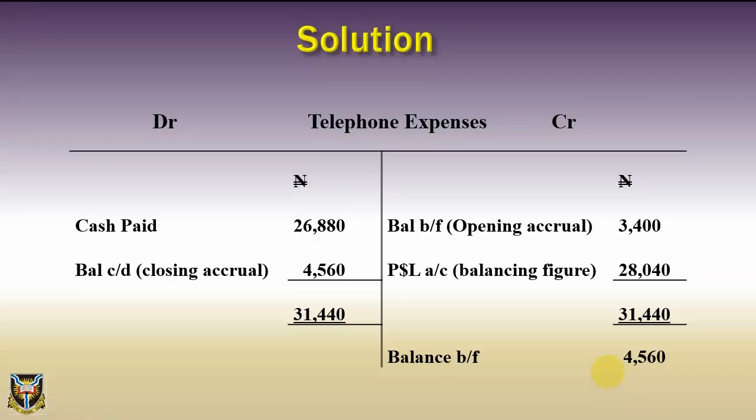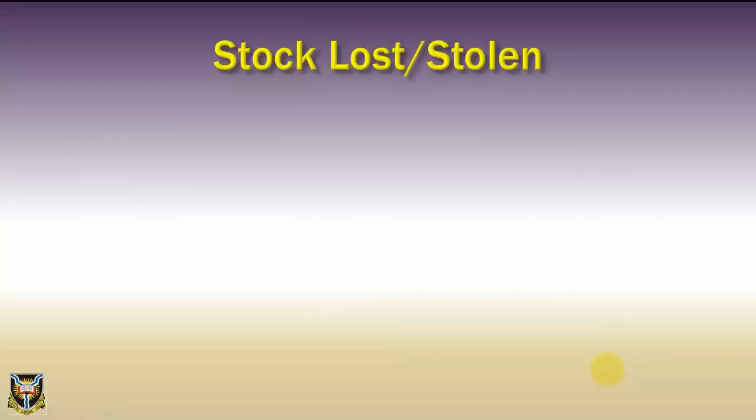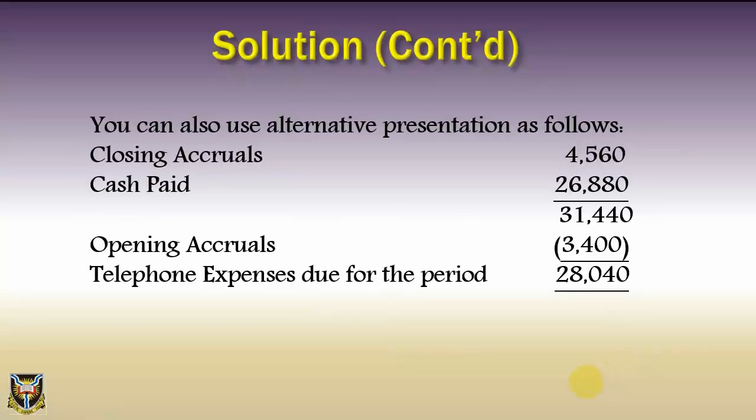4,560. You can also use an alternative presentation as follows: closing accruals 4,560. Cash paid 26,880, making 31,440. Opening accruals 3,400. Telephone expenses due for the period 28,040.